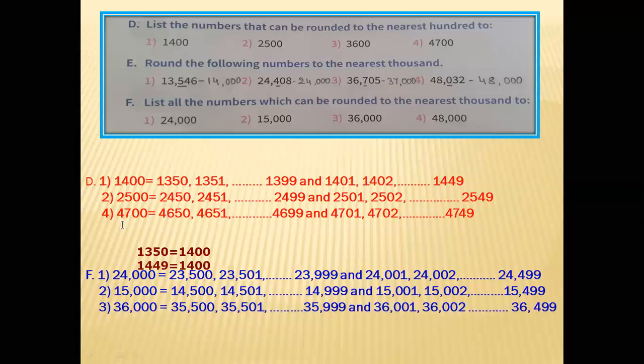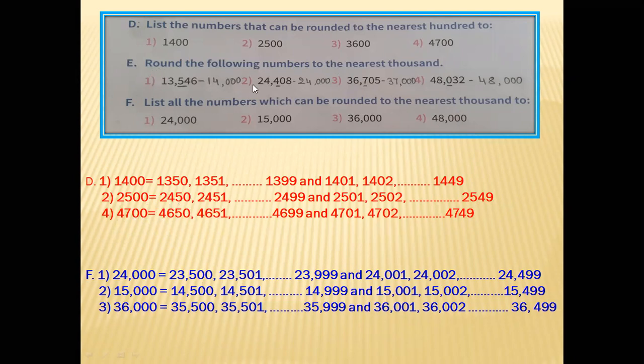Okay, fourth one, see 4700. From 4650 to 4749. From 4650 to 4749, all these numbers equal 4700. Like this you have to think once, you have to check once whether these numbers equal 4700 or not. You have to check once and then write. For 3600 you have to list the numbers. Understood now? Okay, next, see.